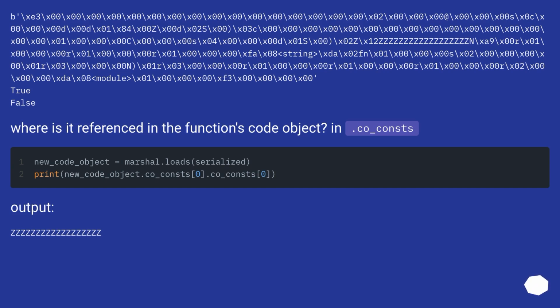Where is it referenced in the function's code object? In .co_consts.